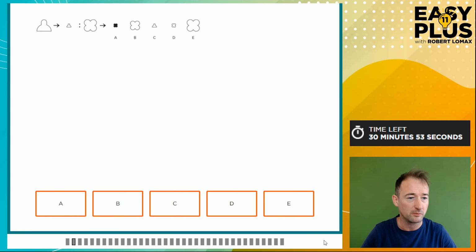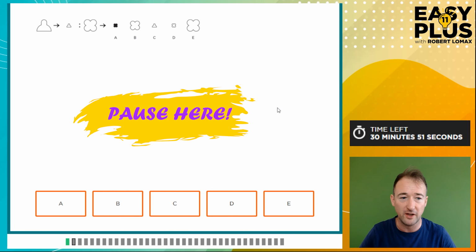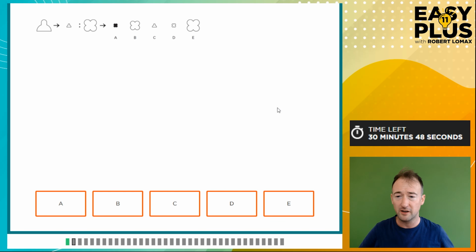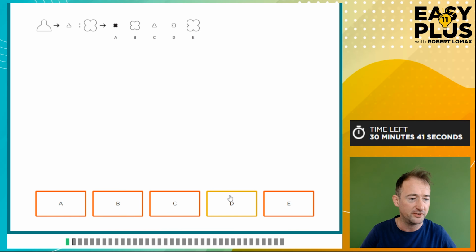We can move on. Okay, so now we have a big figure going into a little one. It isn't going to go into a slightly smaller one like B. It's going to get much smaller like D.